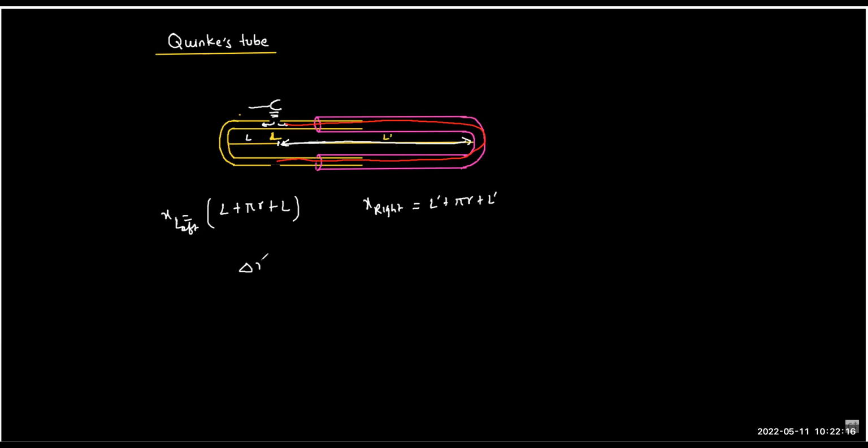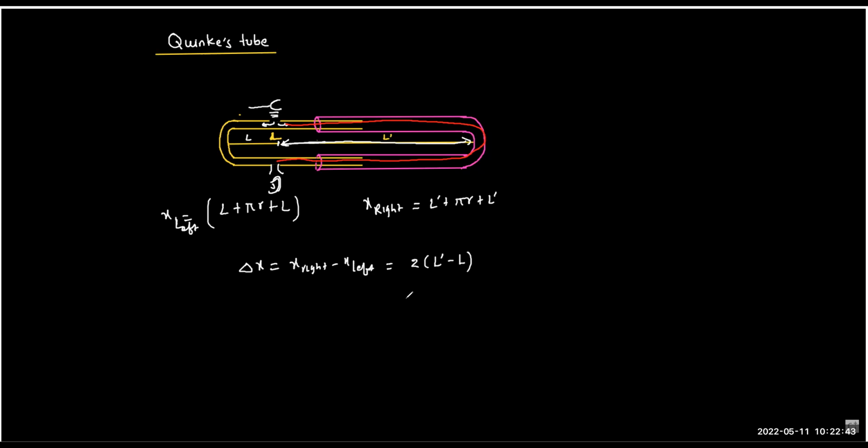So the path difference that they will create while reaching this end, where there may be some listener, the delta x turns out to be x right minus x left, isn't it? And you can clearly see the answer will be 2L dash minus 2L, twice L dash minus L.